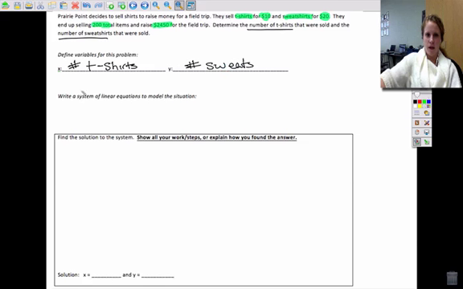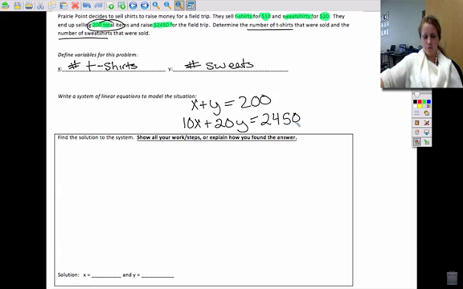Okay? And then so we have to write a system here. Well, I know that together they sold 200. So just plain X plus Y is going to equal 200 total items. And then if we talk about their profit, they get $10 from each of these X's and $20 from each of these Y's, and that together raised $2,450. Okay, now you can choose to solve this any way you like.